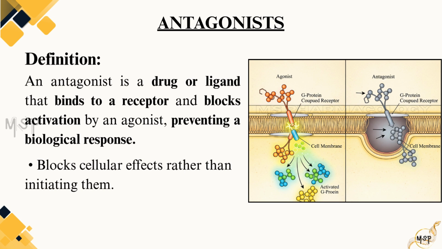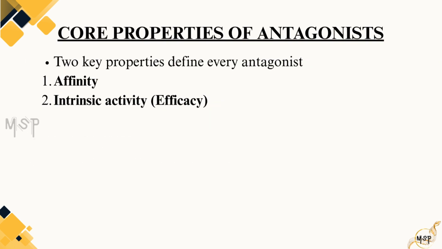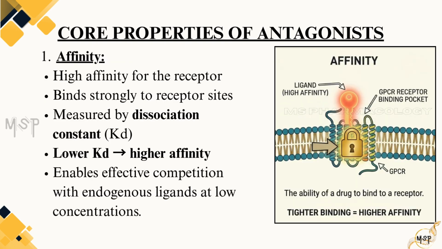An antagonist is a drug or ligand that binds to a receptor and blocks activation by an agonist, preventing a biological response. Unlike agonists, antagonists block rather than initiate cellular effects. Two properties define every antagonist. First, affinity. Antagonists have high affinity. They bind strongly to the receptor. We measure this with the dissociation constant Kd. The lower the Kd, the higher the affinity. High affinity ensures the antagonist can effectively compete with endogenous ligands, even at low concentrations.